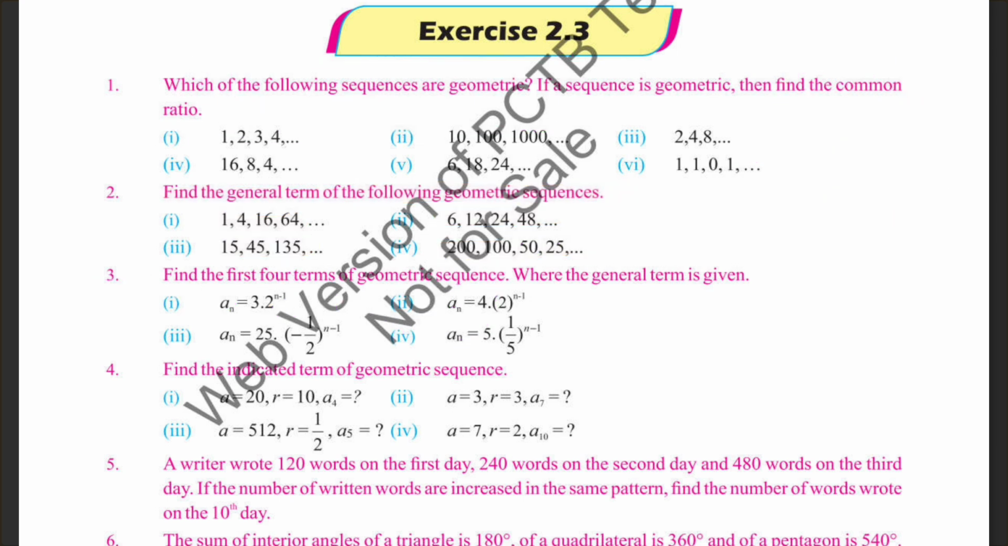And question number 3 here is: find the first 4 terms of a geometric sequence where the general term is given. The general term is given, and we find the first 4 terms. Okay, now here is a clear image.